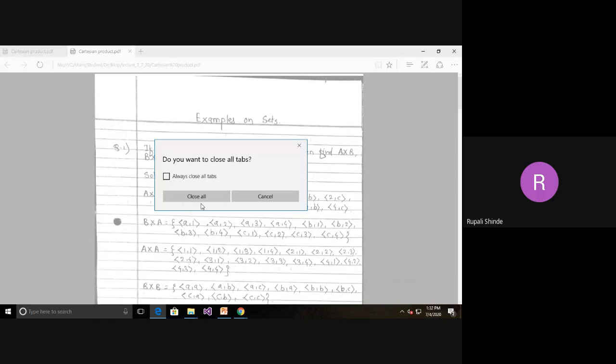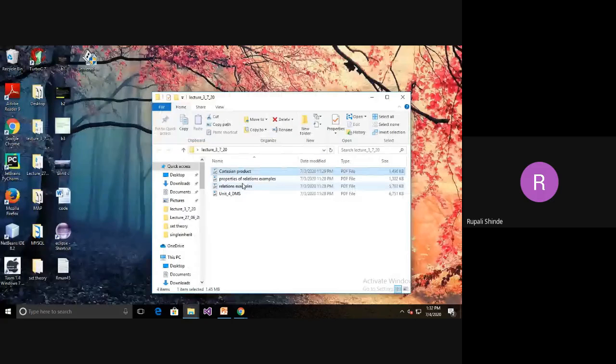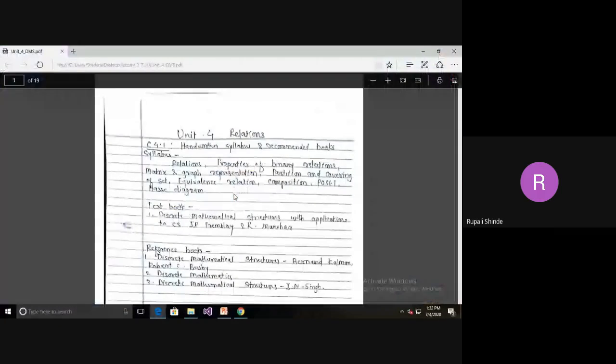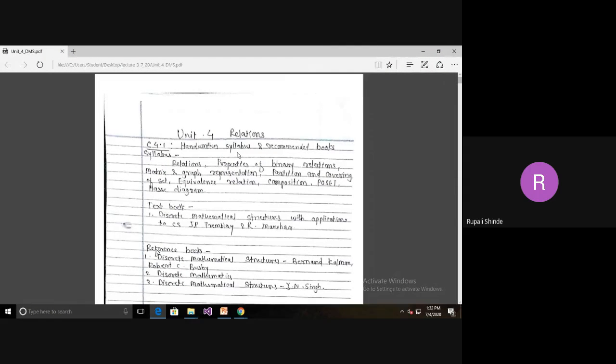Okay, so I will consider that you don't have any difficulty. So we will start with the next chapter, that is unit number 4, relations. Unit number 2 is remaining, but we will see that unit later. So this is unit number 4, relations.